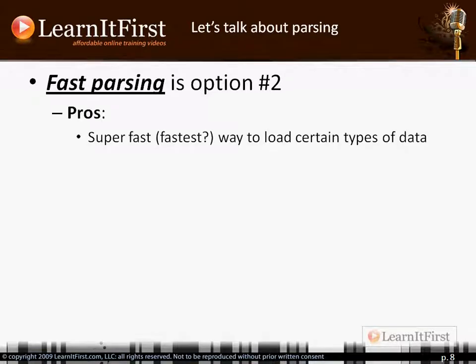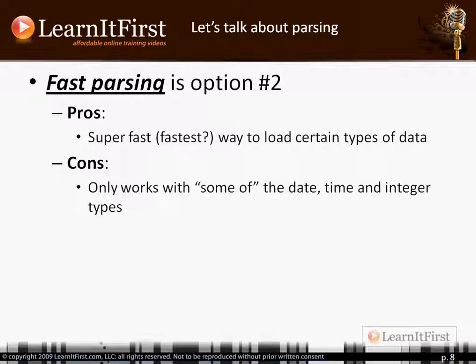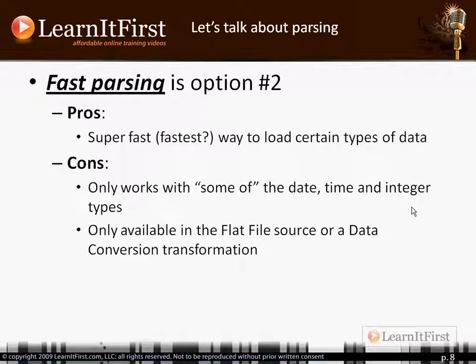So it's the super fast way to load certain types of data, but the cons are that those certain types are a small subset of the data you're going to work with. Notice that it only works with dates, times, and integers. No strings. And it's also only available in the flat file source or a data conversion transformation. Okay, so this is going to be far more limiting than the standard conversion, the standard parsing, sorry. And you also have to do this at the column level. So you have to go down and say, I want fast parse for this column, I want fast parse for this column, etc.